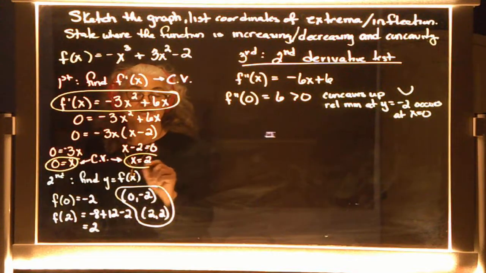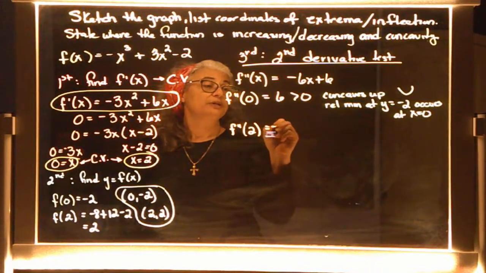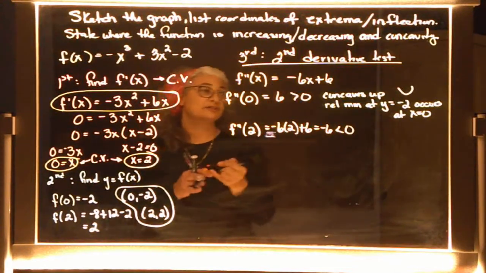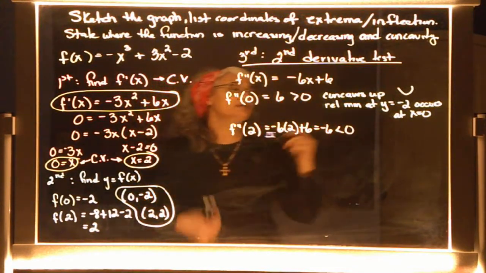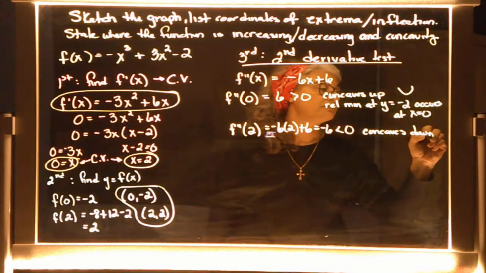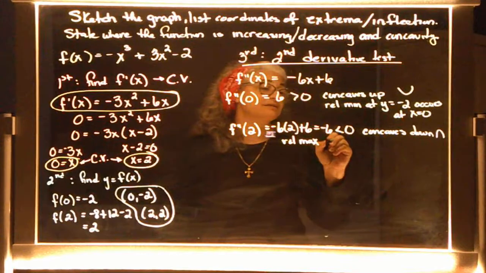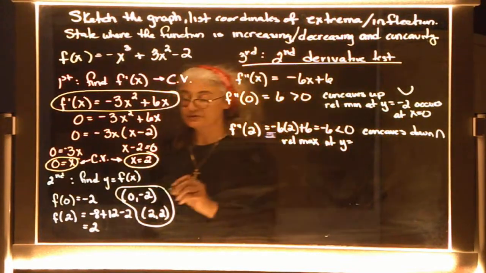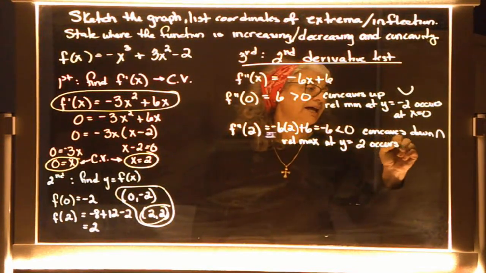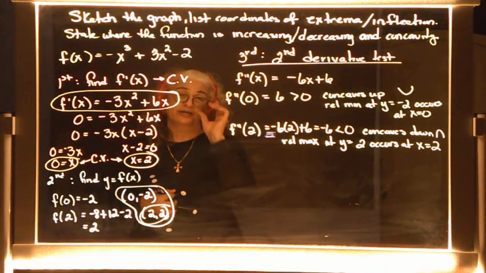But I also had a second critical value of x equals 2, didn't I? So I'm going to plug that in. And when I plug that in, it looks like I end up with a negative 6, which is less than 0. Correct? Which means this concaves which direction? Yeah, this concaves down, which means we have a relative max at y equals 2, and it occurs at x equaling 2. Do you agree? Okay.